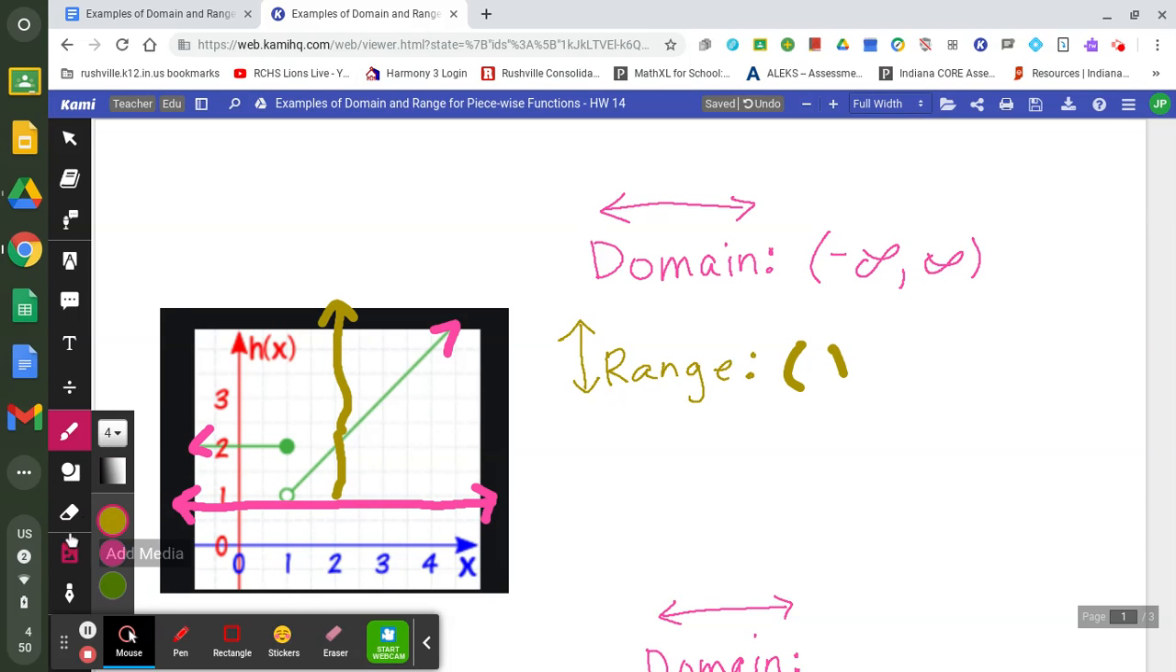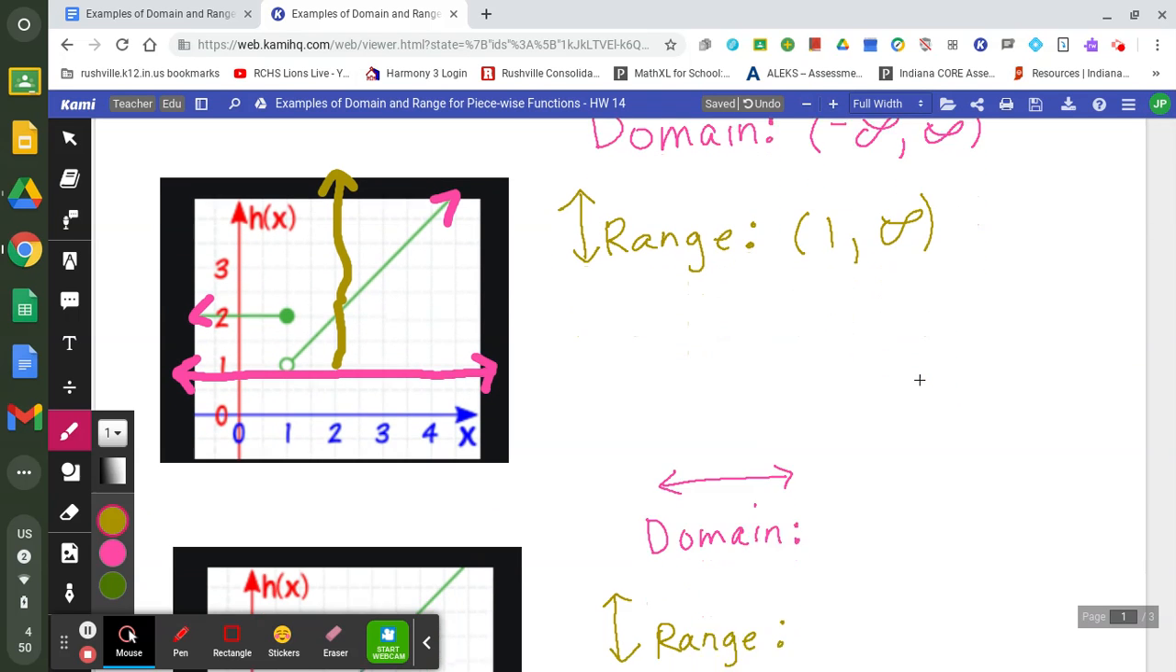That's why we have the parenthesis. So it does not include the 1, but it would include like 1.000000999, whatever. So we have to put a parenthesis, and then it does go up forever. So positive infinity.